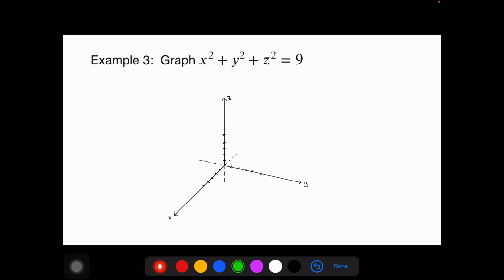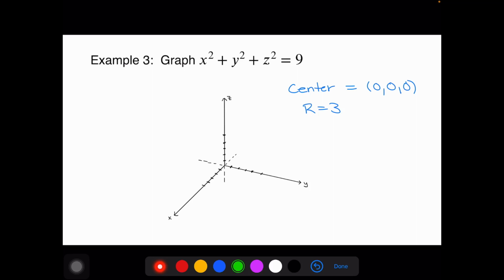So here's an example. Let's see if we can graph x squared plus y squared plus z squared equals 9. And so first thing I recognize is this is a sphere because it's an x squared plus y squared plus z squared. I know that the center is located at the origin because there's nothing with the x, the y, the z, the squared quantities. r squared equals 9, so the radius of this sphere has to equal 3. So what we have is a sphere or a ball, radius of 3, centered at the origin.